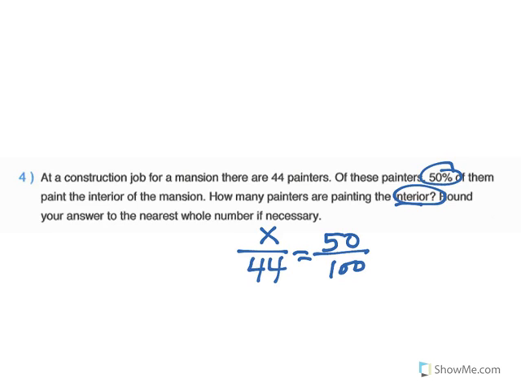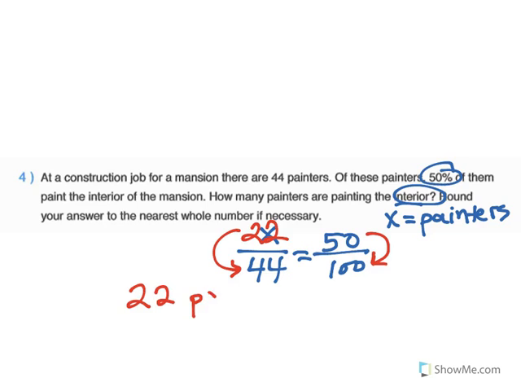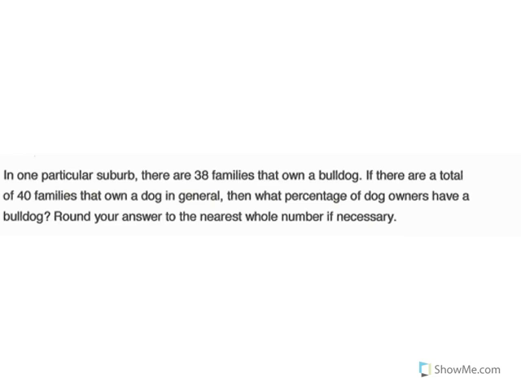44. So whatever X is talking about, painters, right? Painters that are painting the interior. So it's kind of a good idea to know what this is referring to. We can do cross products, but y'all, sometimes there's just easier ways to do it. If I'm talking about 50%, I'm talking about half, right? Isn't 50 half of 100? So what's half of 44? 22. So that means this has to be 22. So my answer would be 22 painters. That's how many are working on the interior. Okay, let's do another problem.